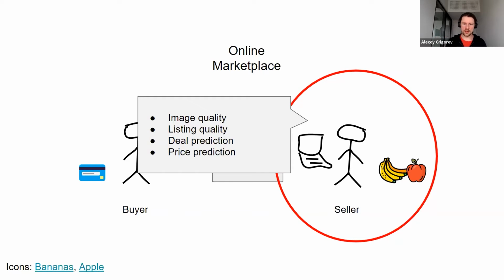Another use case I have here is called deal estimation. Sometimes sellers have already sold something, but the item is still live on the platform.